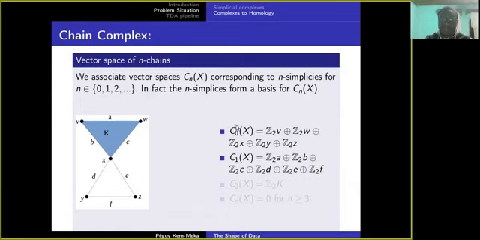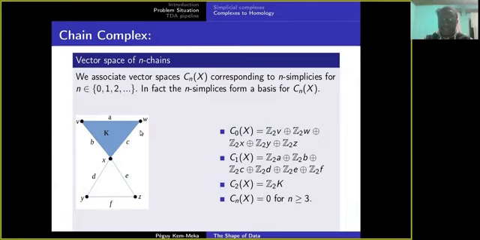For example, when I want to compute the C0 of X, I'm computing the vector space with basis the 0 simplices. The 0 simplices are V, W, X, Y, Z. I can also compute C2 of X, which is a vector space with the basis the 2 simplices. Here I have only one 2 simplex, K. That's why C2 of X is Z2 of K.